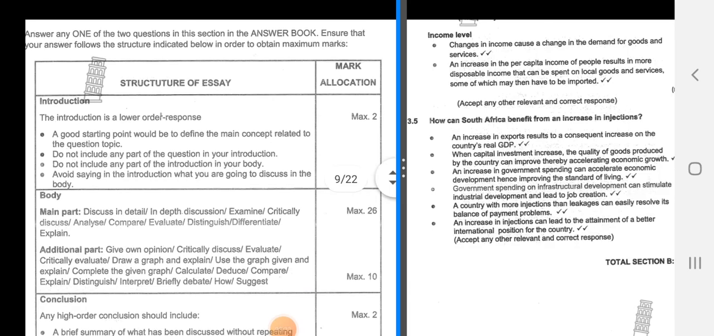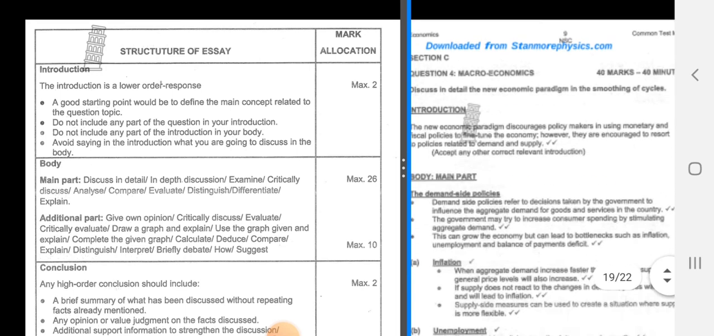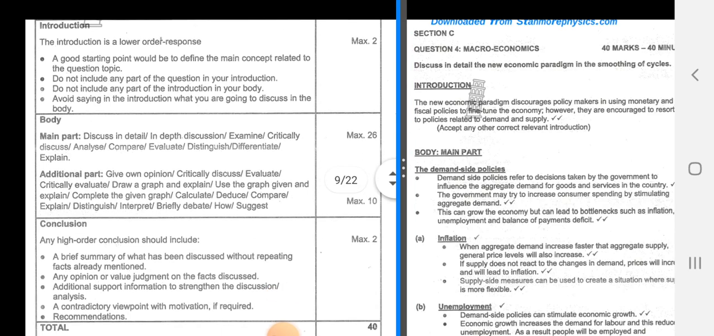So for introduction, you're going to be given 2 marks. A good starting point could be to define the main topic related to the question. So you must define the topic that you are given. The introduction is 2 marks. Do not include any part of the question in the introduction. So just define it. And then for body, you discuss in details.